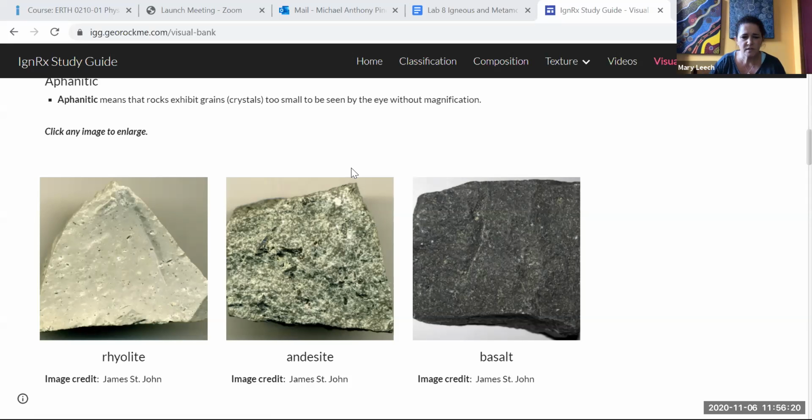Do not force a term on a rock. Let the rock tell you what it is. So you're just making observations when you look at it.